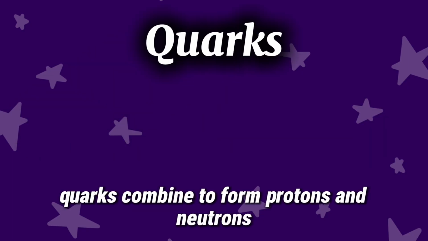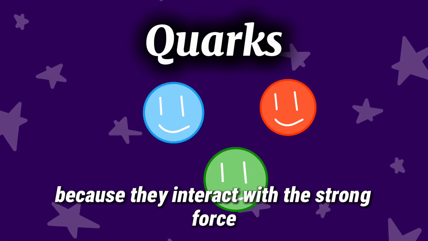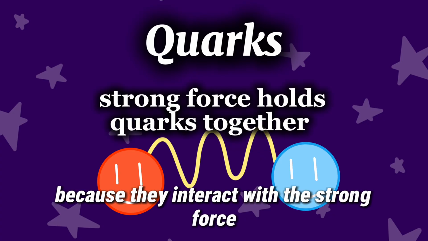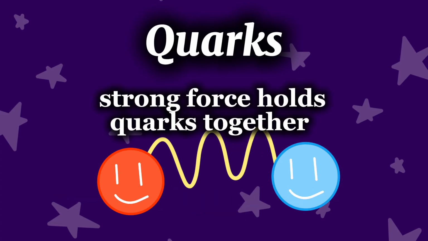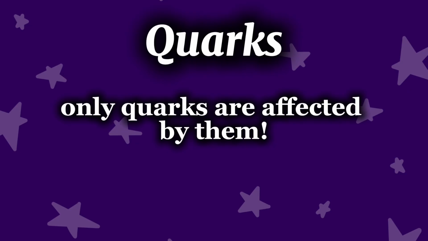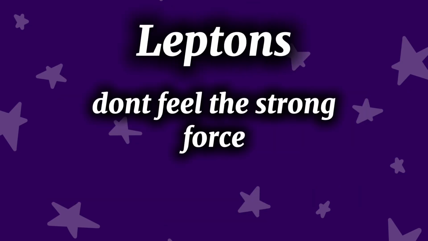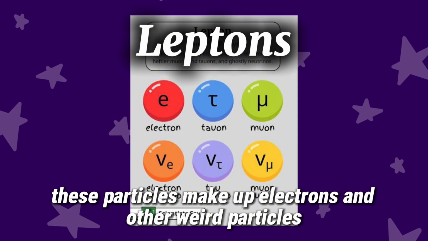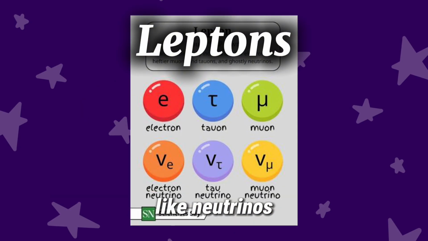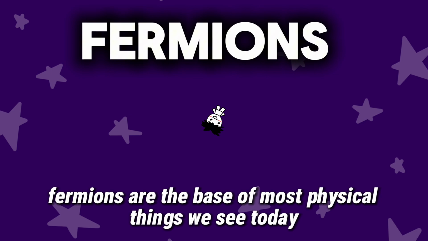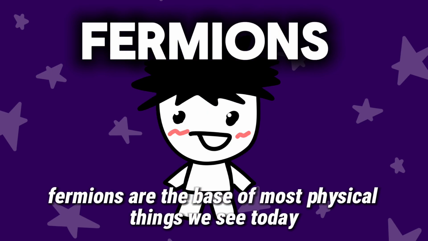Quarks combine to form protons and neutrons because they interact with the strong force, which is a special force that only quarks use. Leptons are particles that don't feel the strong force. These particles make up electrons and other weird particles like neutrinos. Fermions are the base of most physical things we see today.